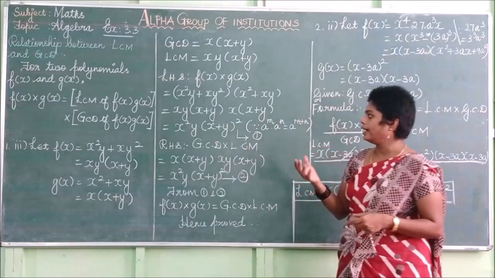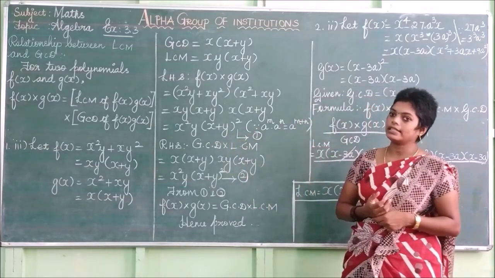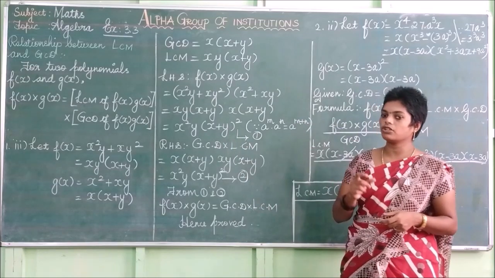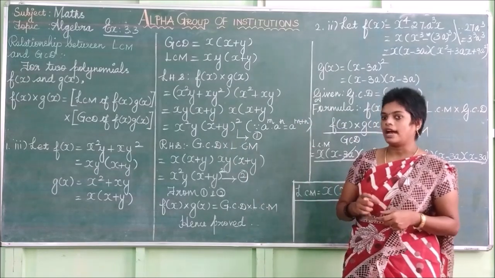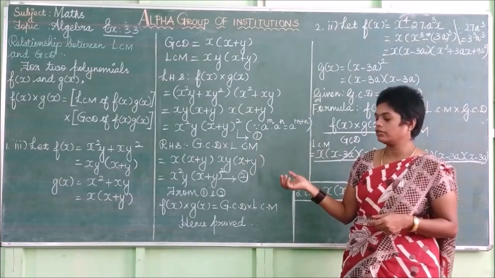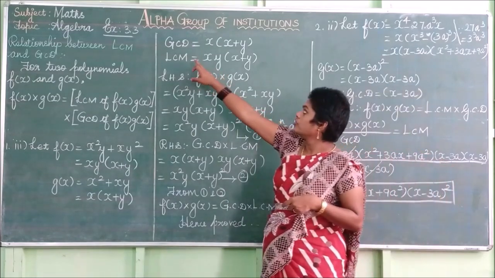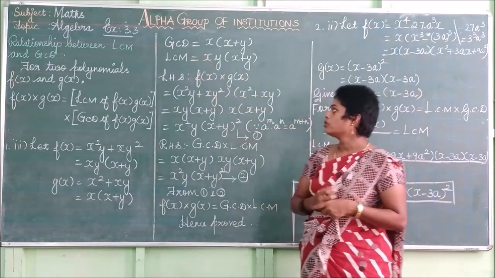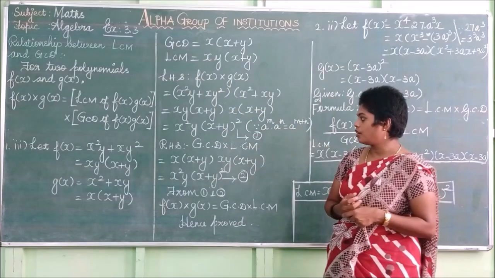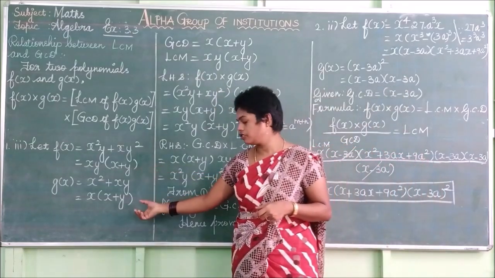So using this value, you have to find out this one. Then listen to the right hand side. What's the right hand side? LCM into GCD. First you have to find the LCM as well as GCD, then only you substitute. So here GCD is equal to. Where is your f of x and g of x? This is our f of x and g of x.